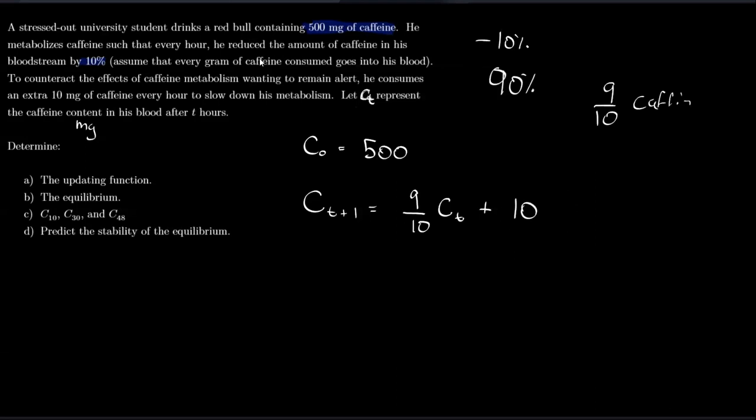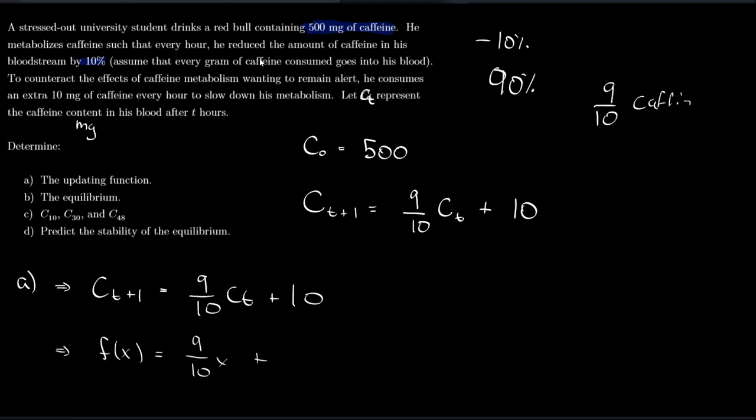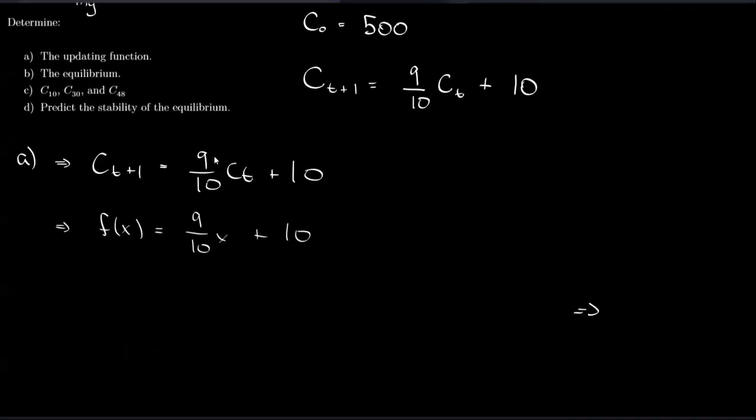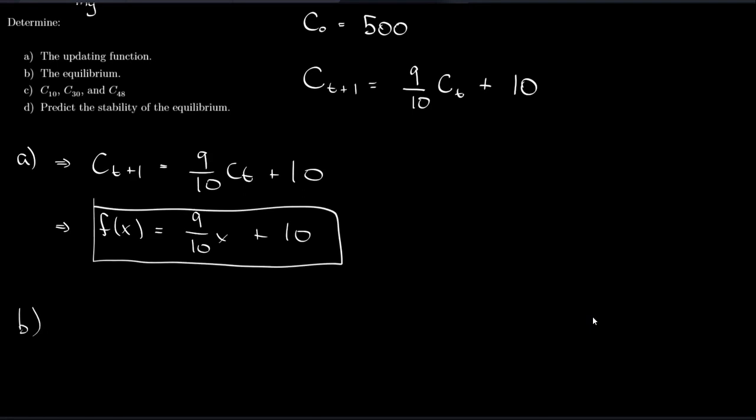because the guy drinks it. So for part A, our dynamical system is going to be C_{t+1} is equal to 9/10 C_t, this is the 10% reduction, plus 10, which is the value that we're always introducing. And so if we wanted the updating function from that, just call this f(x), replace the C_t by x, and we get 9/10 x + 10 is our updating function. That is it, this is our answer for part A. That's the updating function.